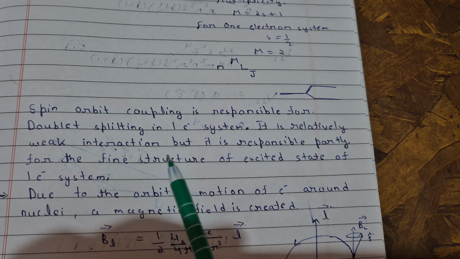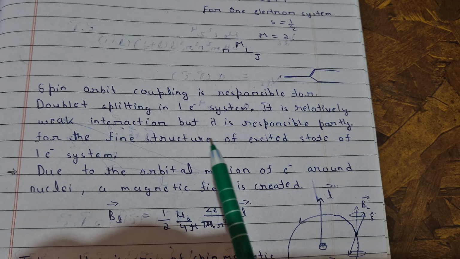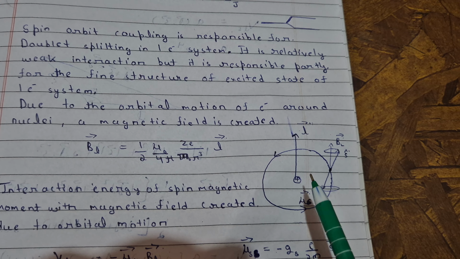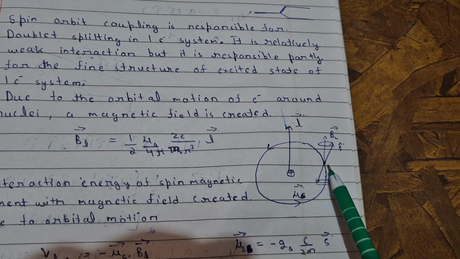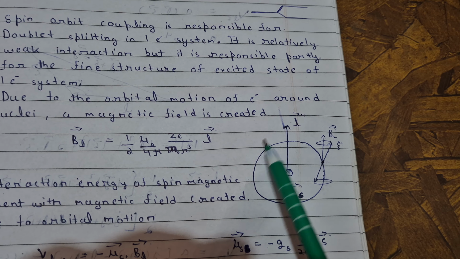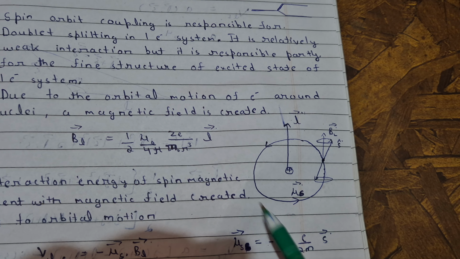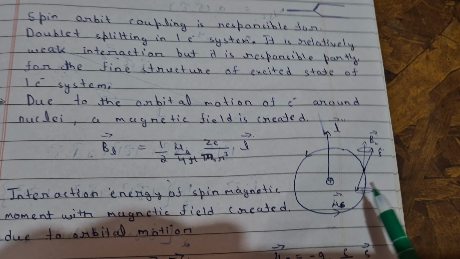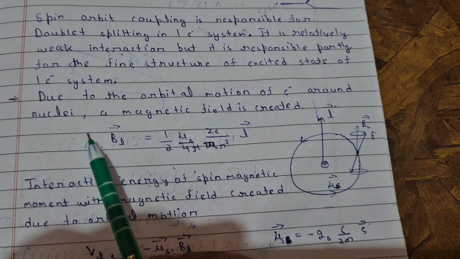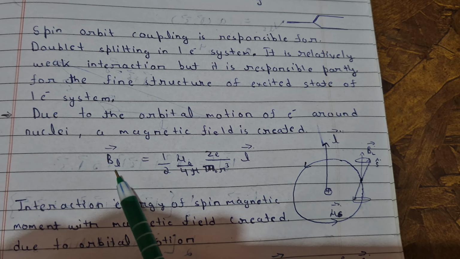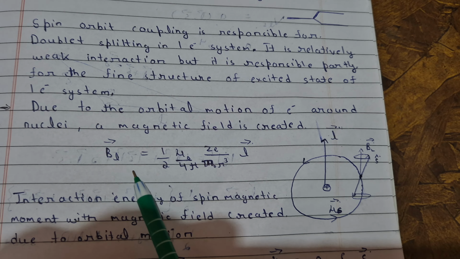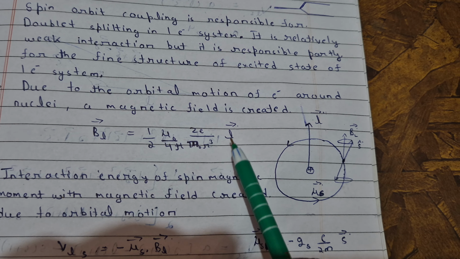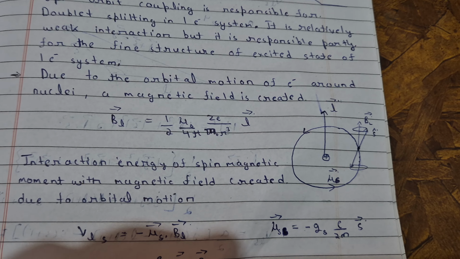Spin-orbit coupling is responsible for the doublet splitting in a one-electron system. It is a relatively weak interaction, but it is partly responsible for the fine structure of excited states of the one-electron system. We are not going to go into the derivation of what the magnetic field at this point is due to the orbital current loop. We derive it by the Biot-Savart law, but here we'll directly use the formula. Due to the orbital motion of the electron around the nucleus, a magnetic field is created, that is B_L equal to mu naught by 4 pi, half Ze divided by m r cube, L. This is your orbital angular momentum.